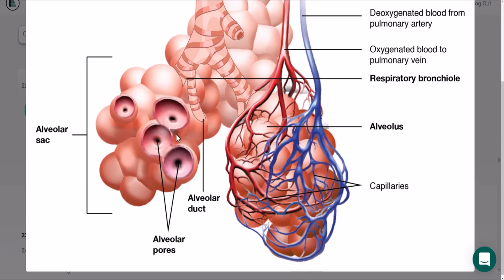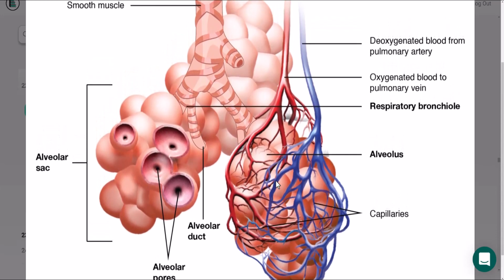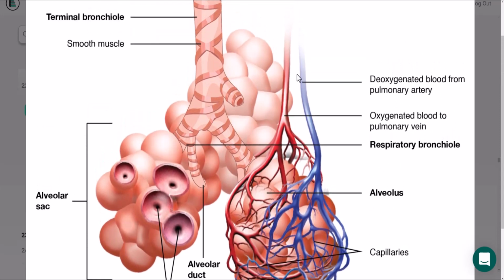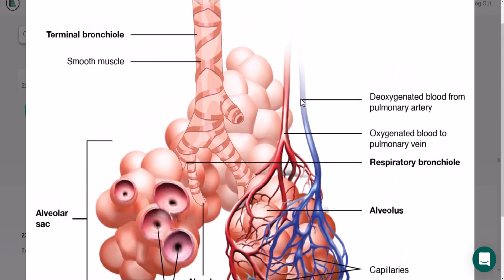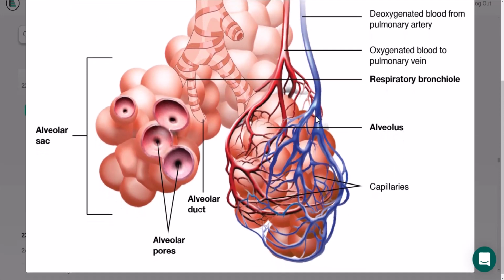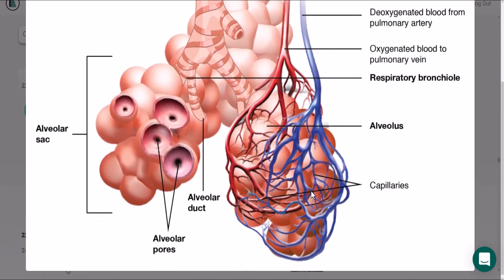Now, here's what's so cool. Every one of these alveoli has its own capillary bed surrounding it. Now remember, we are in the lungs. That means that blue blood, deoxygenated blood, is coming down a branch of the pulmonary artery. So this would be more officially called a pulmonary arteriole. And these pulmonary arterioles would lead into capillary beds, bringing that CO2 and that deoxygenated blood to the airway.